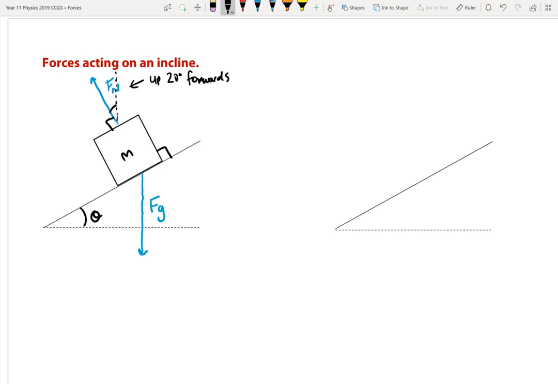Now, those theta degrees. Sorry, last year I put 20 there. So it's theta degrees forwards, okay? Now, here's what I need you to appreciate. We'll put a little asterisk here. These are the only forces acting. For now, we're going to ignore friction.